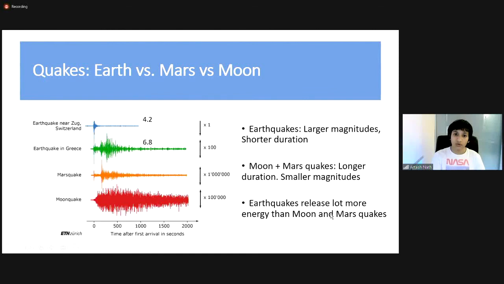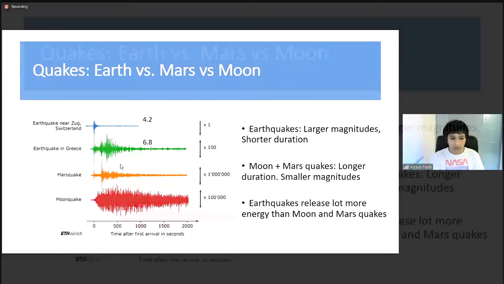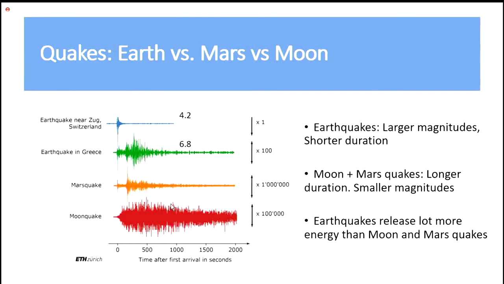But even though quakes on Mars and Moon are much less high in magnitude, they're also much longer. As you can see here, in the two graphs for the Mars quake and Moon quake, they last to around 2,000 or 1,500 seconds, which comes up to like 30 or 45 minutes of an earthquake. Whereas on Earth, you only get quakes that are around 20 seconds, which is much shorter.